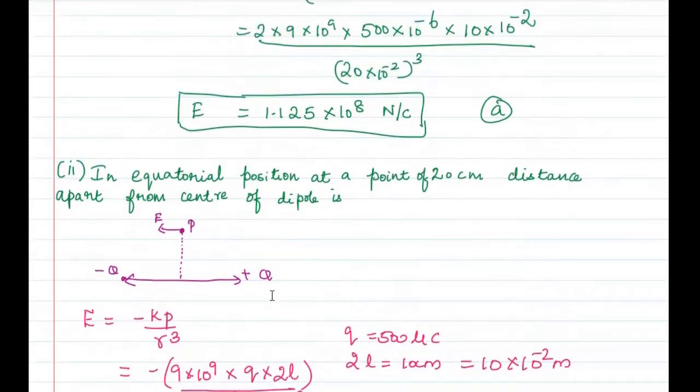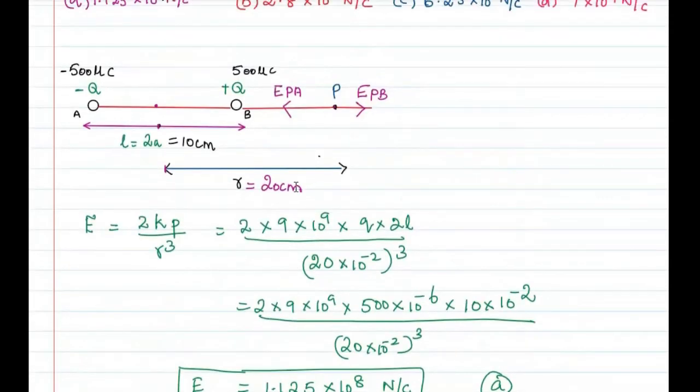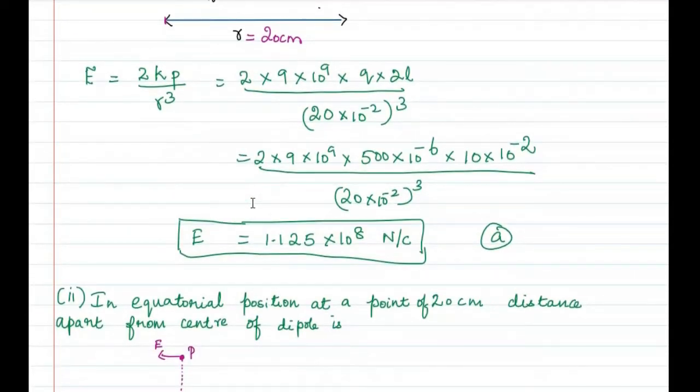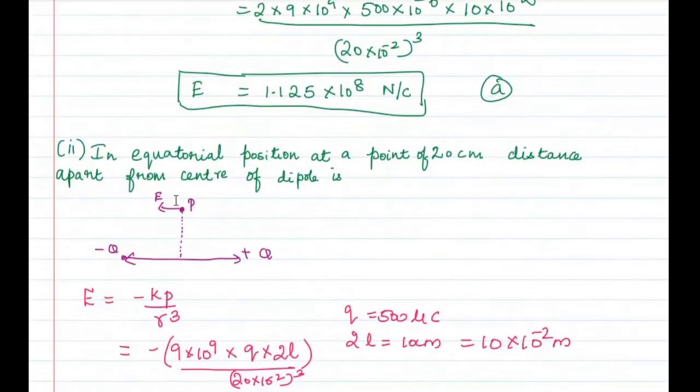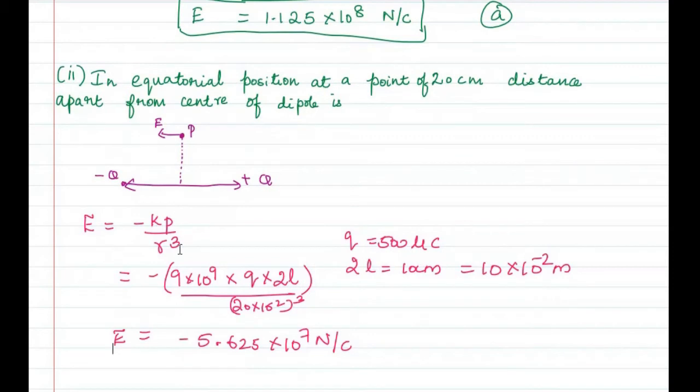Okay, so from this what we have to understand is, you can find the electric field of a dipole at an equatorial point, that is perpendicular to the axis, as well as along the axis. Then you can find out the magnitude of the electric field at a point on the axial line as well as at a point perpendicular to the axis. Using these two formulas, E is equal to 2kP by r cube and E is equal to minus kP by r cube, you can find the magnitude of the electric field at a point along the axis as well as perpendicular to the axis.